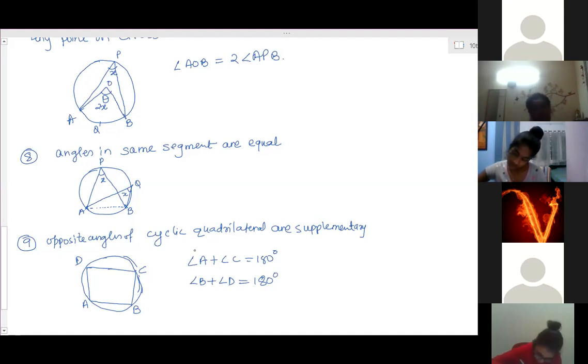Ma'am, angle subtended by the diameter is 90. Angle in a semicircle is 90, right? Angle in a semicircle is 90. Or angle subtended by the diameter is 90.